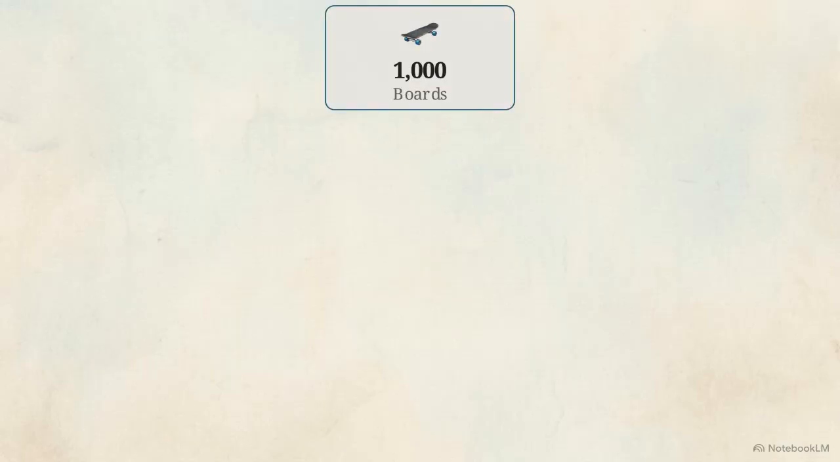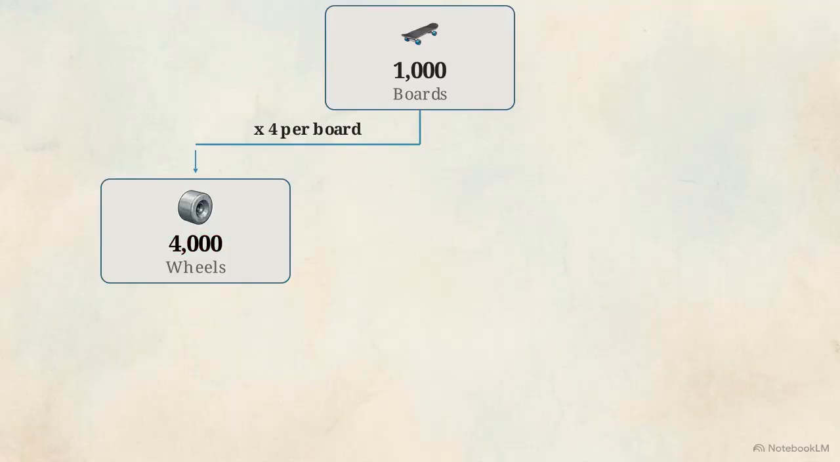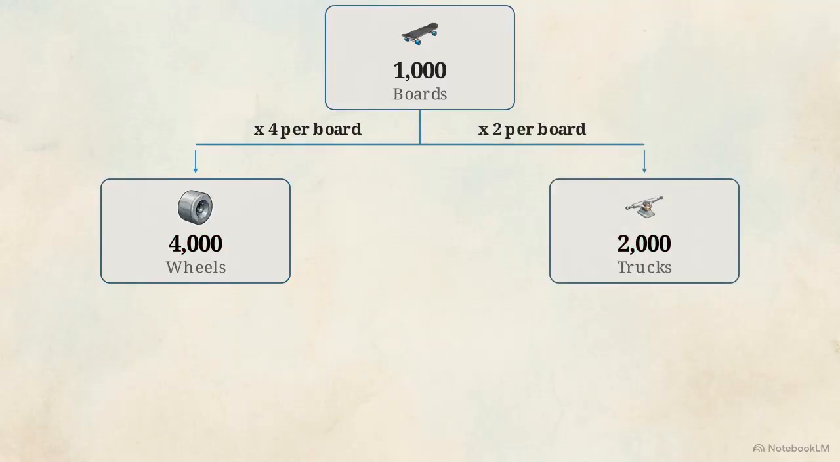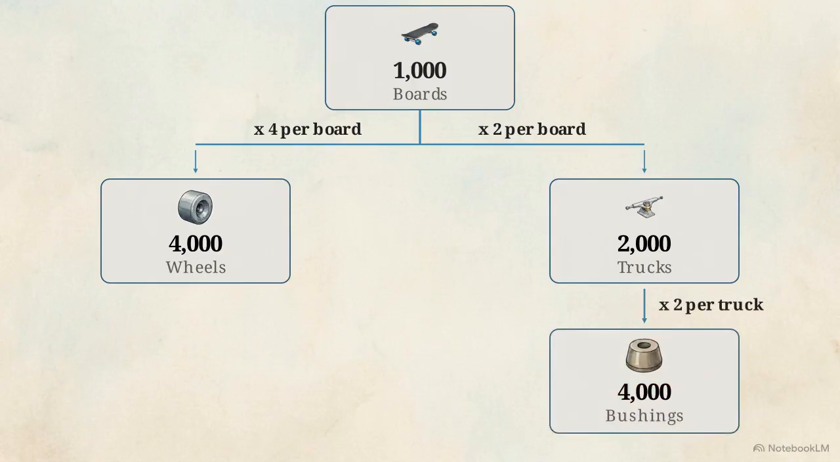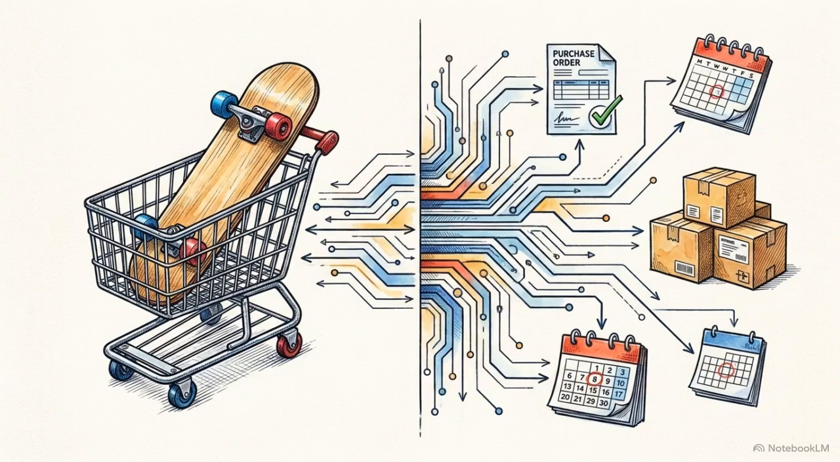During a BOM explosion, the system multiplies the 1,000 board order by the BOM quantities. One board needs 4 wheels, yielding 4,000 wheels. Moving level by level, 1,000 boards require 2,000 trucks. Because each truck needs 2 bushings, the system outputs 4,000 bushings. This calculation is the engine that translates a single order for finished goods into hundreds of accurately timed purchasing orders for every individual component.